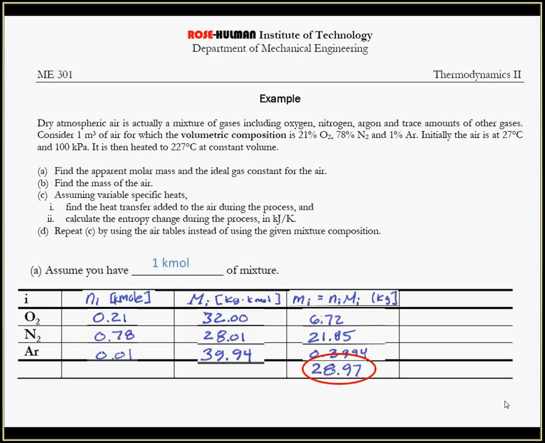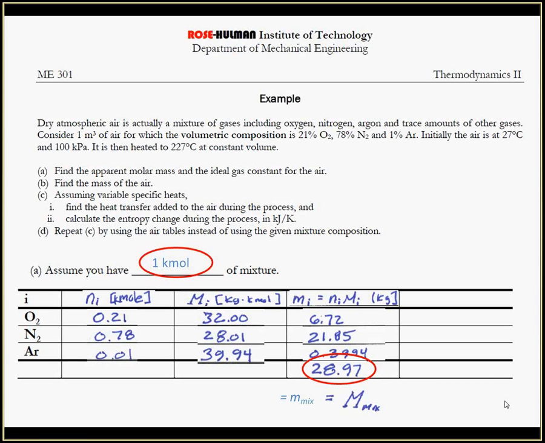So that is the mass of this mixture, assuming that I have 1 kilomole, which is very convenient because if I have 1 kilomole and that's its mass, that number is also the molar mass of the mixture. So that's the first thing I've been asked to find, what the molar mass of the mixture is. So there's the first part of part A.